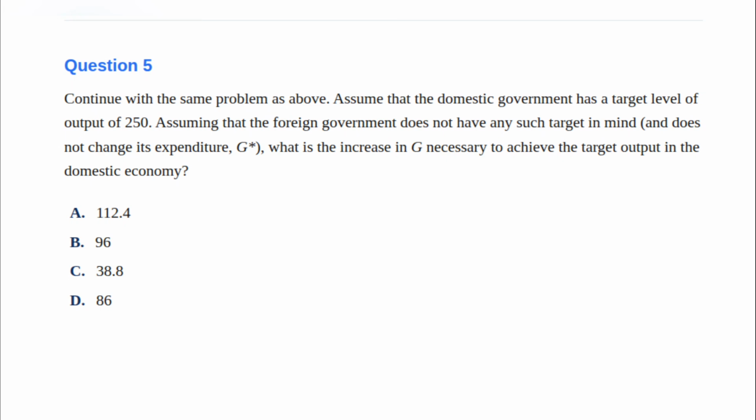Assume the foreign government does not have any such target in mind and does not change its expenditure, G star. Read that carefully. It says foreign government spending doesn't change. It does not say foreign income doesn't change. Those are two different things.